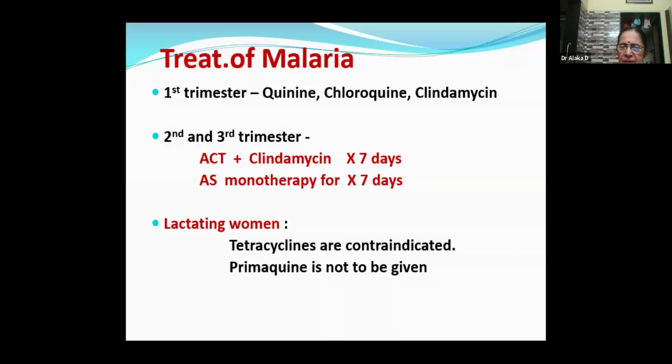Miscarriages are common, and therefore we have to counsel the patient, and whatever it is, we have to treat the patient. So even though there is a pregnancy, we have to counsel the patient that with treatment or without treatment, malaria can have adverse effects on the pregnancy. But with treatment, it is possible to save the pregnancy and, of course, to save the mother. So in the first trimester, we can use quinine, chloroquine, and clindamycin.